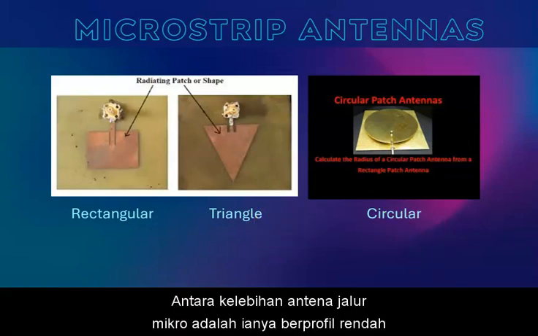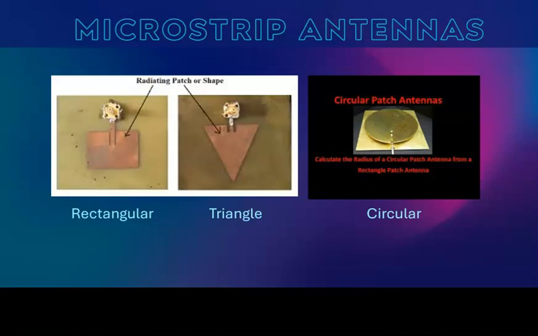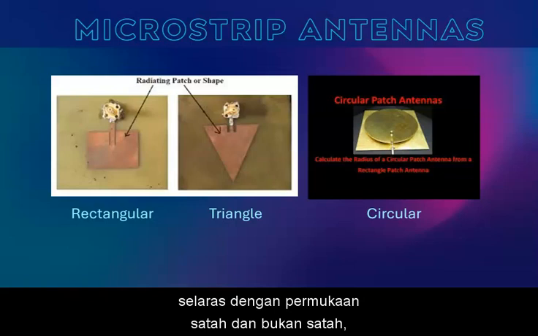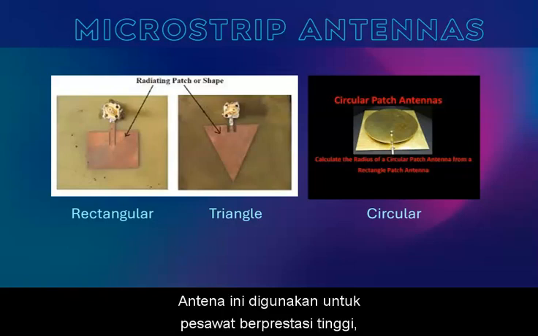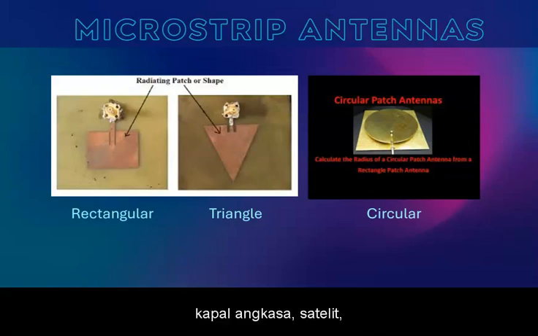The advantages of microstrip antennas are that they are low profile and conformable to planar and non-planar surfaces. They are simple and cheaper to fabricate using modern printed circuit technology compared to other antennas. These antennas are used for high-performance aircraft, spacecraft, satellites, cars, and even mobile phones.